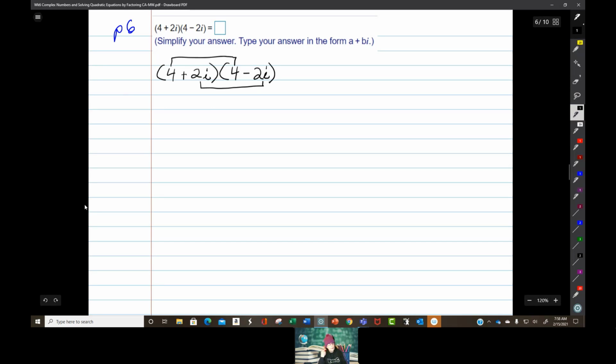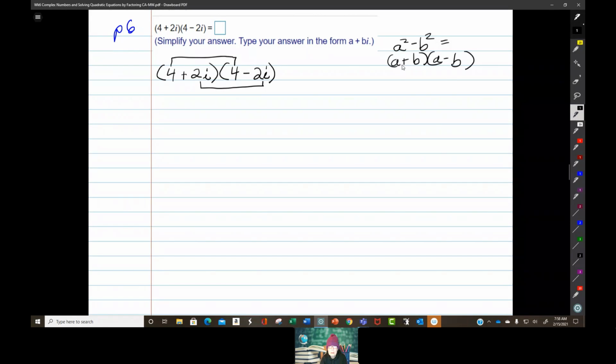Now this should start your brain clicking. A squared minus b squared equals a plus b times a minus b. That's the formula for the difference of two squares. The answer you get is exactly what these are.